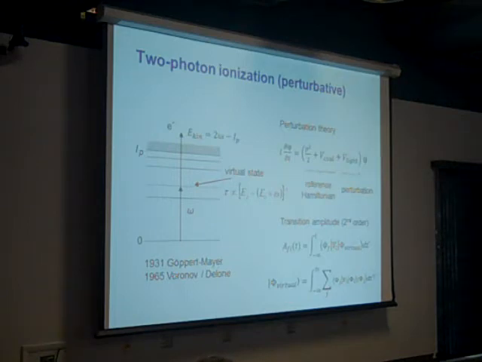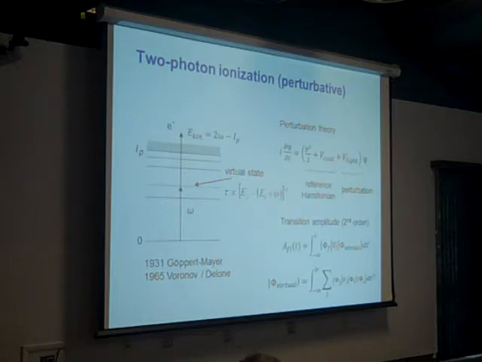Second order perturbation theory, she told me. And from this virtual state now, I can absorb another photon and I go into the continuum. I have a two-photon ionization process or a two-photon absorption process. Now this was described by Gerhard Meyer already in the 1930s, but it was first observed in the 60s.